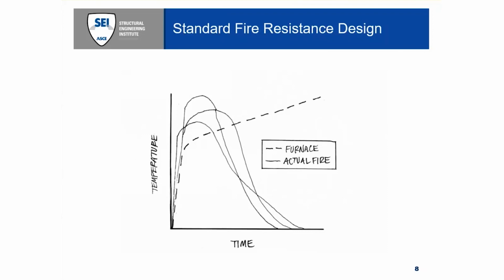Actual fires in buildings have a distinct growth phase and a decay phase as the fuel load is consumed. I'll refer to fuel load. Fuel load is basically combustibles, things that are embodied energy that can be liberated through chemical reaction to produce heat as an exothermic reaction. So as the fuel load is consumed, the duration of the fire comes to an end. So the duration is finite. It's not infinite like as implied by furnace testing.